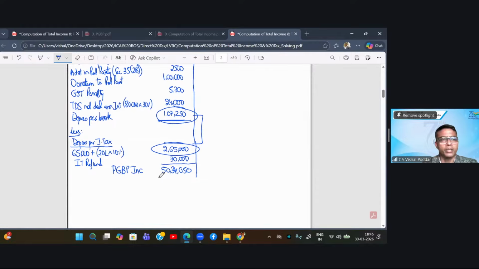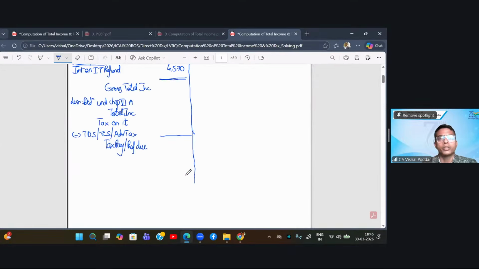Students, just confirm at least this is what calculation I got on my calculator. I'm sure this is correct. 50,34,050. You may just cross-check.